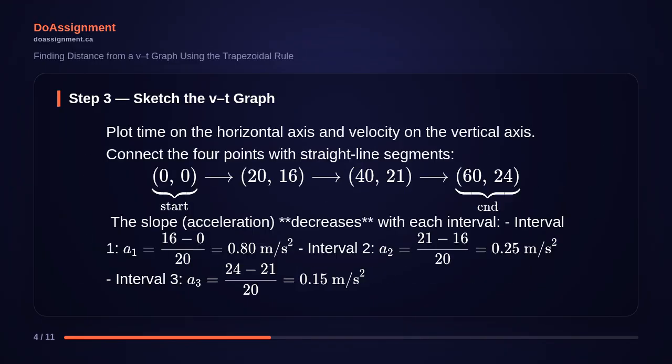Plotting the 4 points and connecting them with straight lines, the slope of each segment represents the average acceleration. The acceleration is 0.80 meters per second squared in the first interval, then drops to 0.25 in the second, and further to 0.15 in the third. The train keeps speeding up, but more and more slowly.